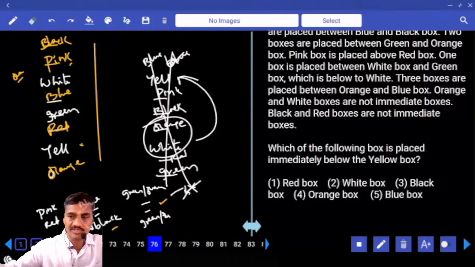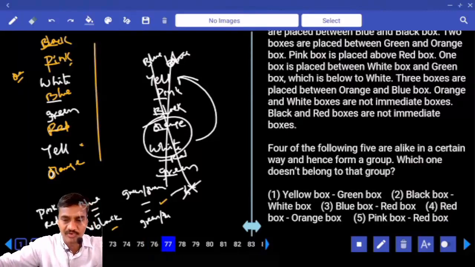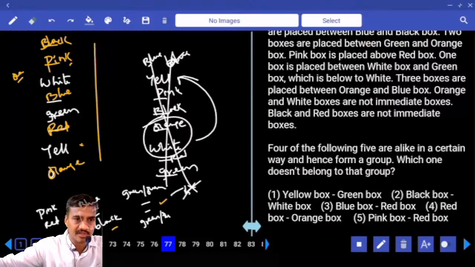76. Now which of the following box is placed immediately below yellow? Immediately below yellow, orange, choice 4. And 77, out of the following, yellow and green. Now yellow and green, how many are in between these two? 1. Black and white, there is 1. Blue and red, there is 1. Red and orange, there is 1. Pink and red, there are 3. Hence, what is your answer?